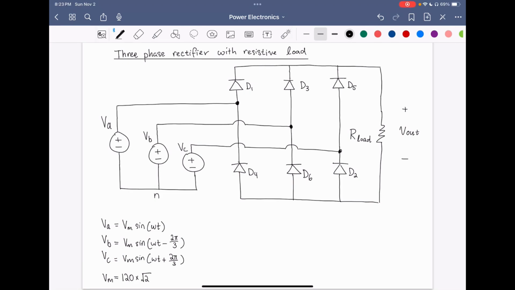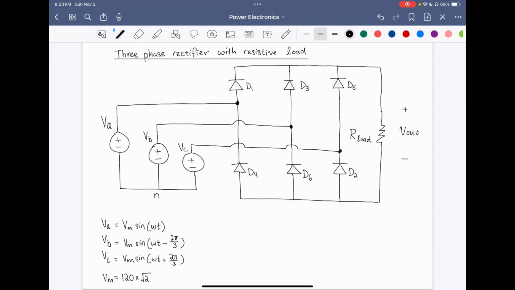In this video, I'm going to go over the analysis of a three-phase rectifier with a load that's represented by a resistor. And the purpose of this analysis is to figure out what the output voltage waveform looks like, as well as the order or sequence in which these 6 diodes conduct.